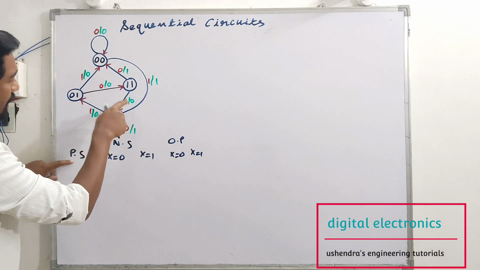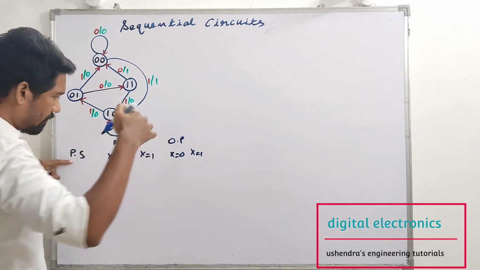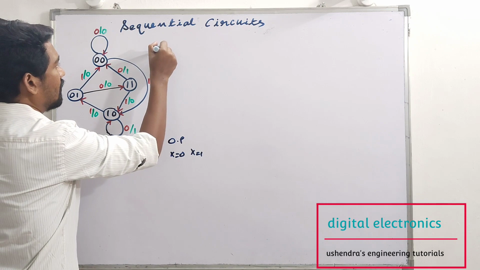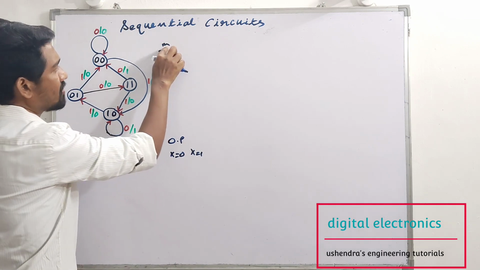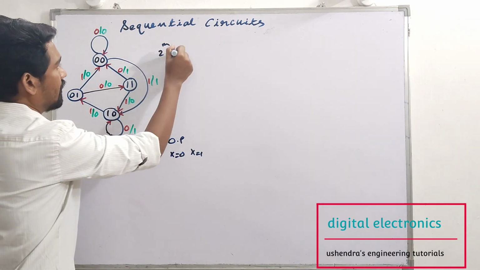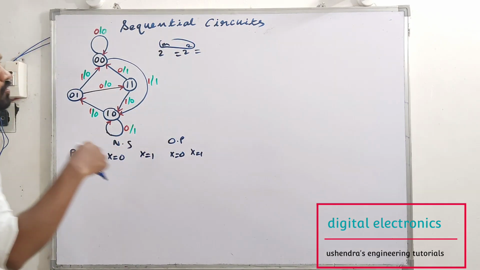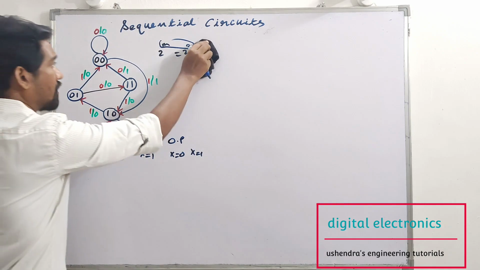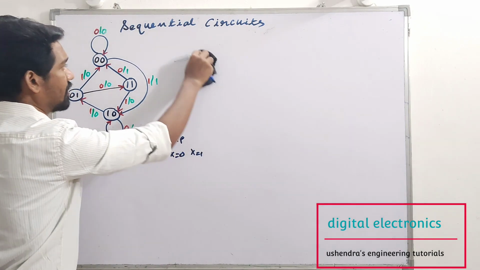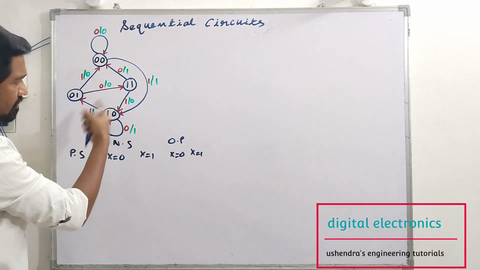It says we need to have 2 flip-flops. Where do we get that information from? 2 raised to m, where m is the number of flip-flops, and 4 states, so we have 2 raised to 2, which is equal to 4. We need 2 flip-flops to finish the construction for this state machine, having these present states and next states.